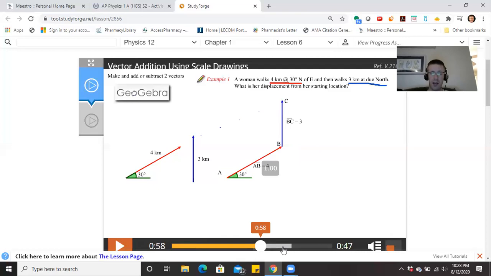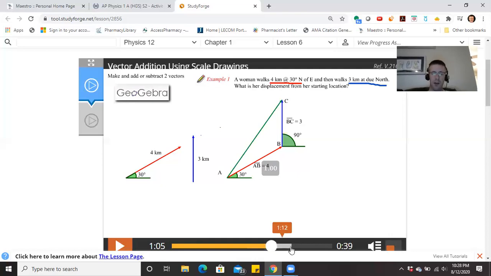And if we add these two vectors together, the way to do that is just to draw a new line that goes from the starting point of the first vector and connects with the final point of the second vector. And we call this green vector our resultant vector. So once again, a resultant vector is just the sum of two other vectors.